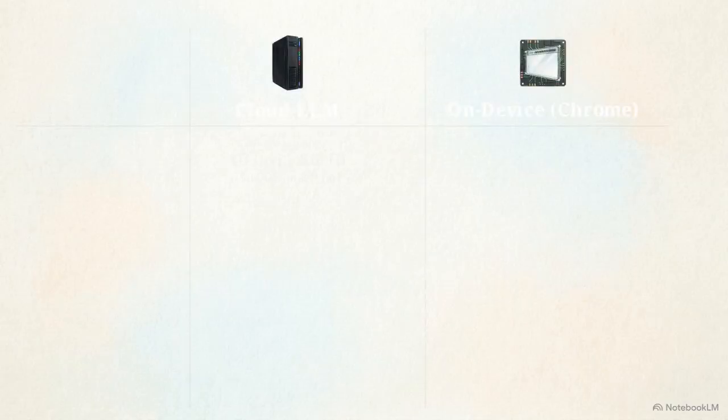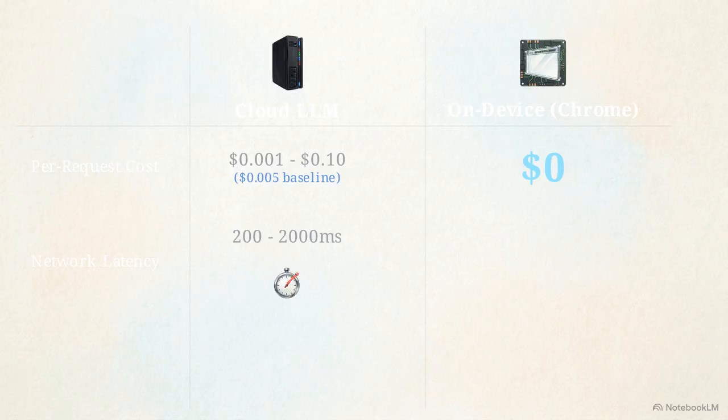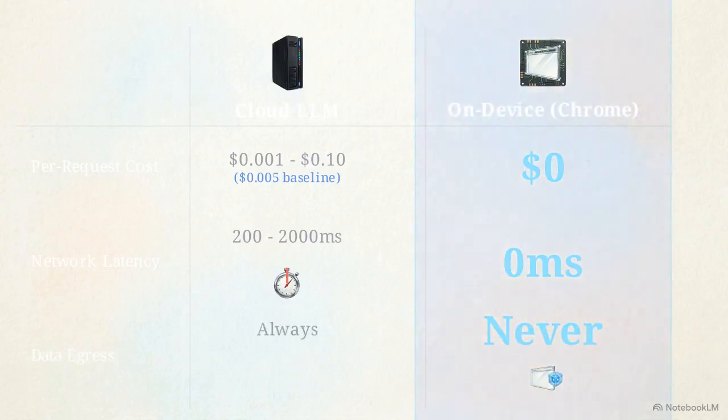Cloud LLMs charge per call. Chrome's on-device execution drops this marginal cost to $0. Cloud latency averages 200 to 2,000 milliseconds. Local execution drops that to 0 milliseconds. Finally, rather than requiring data egress, information stays on device.